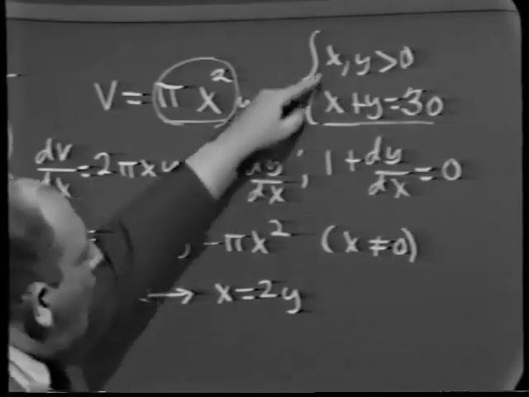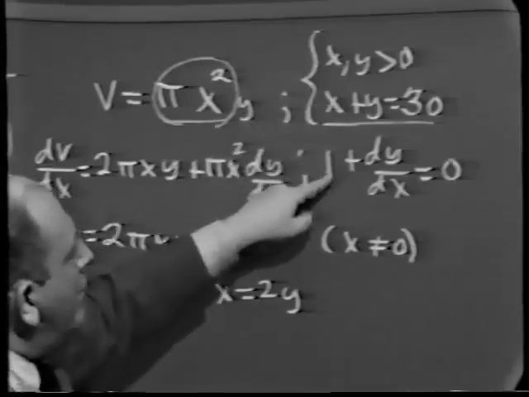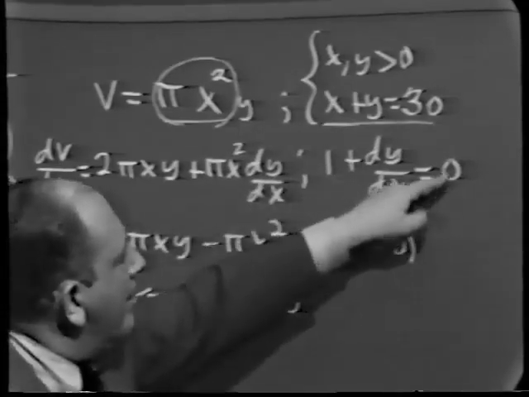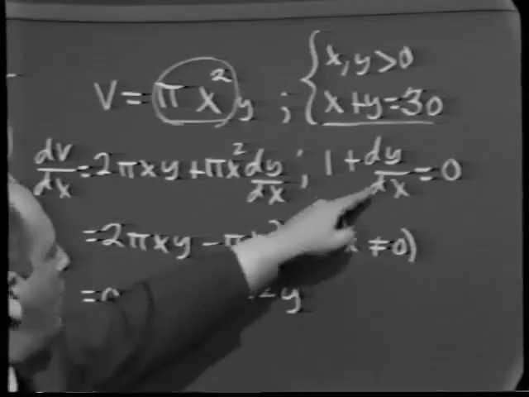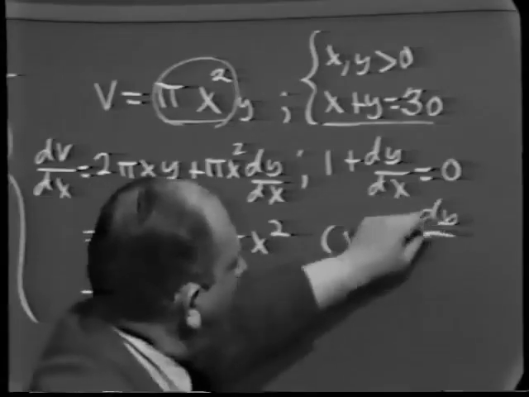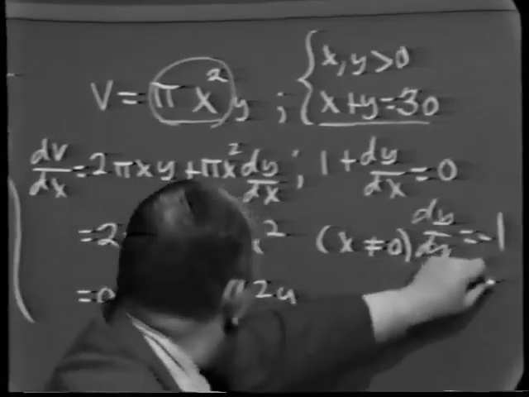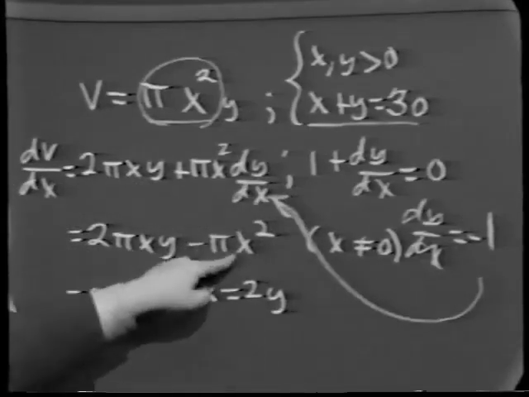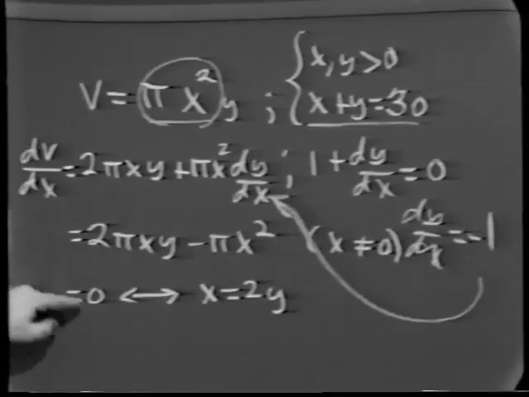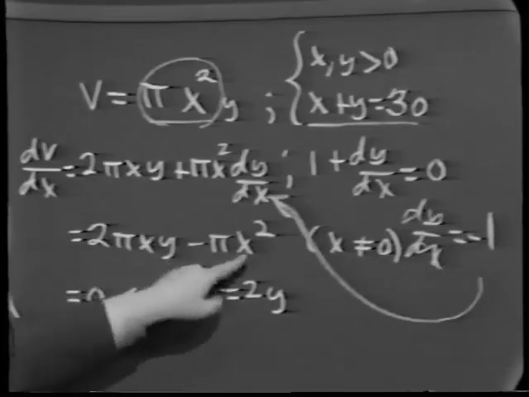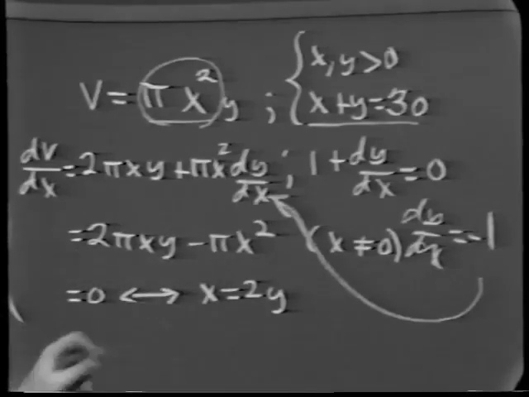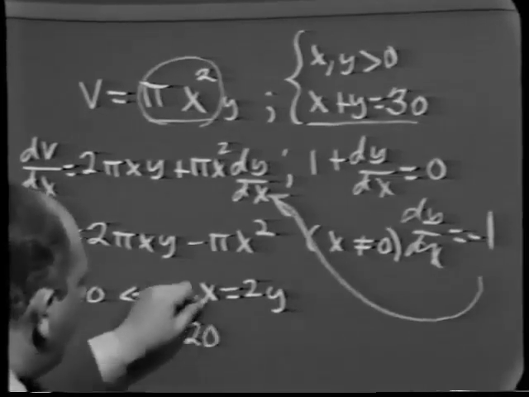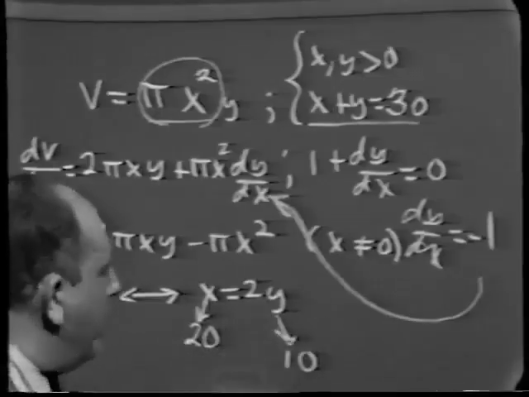On the other hand, from this relationship here, we can conclude by differentiating implicitly that 1 plus dy dx is 0, and therefore dy dx is minus 1. And putting that value for dy dx in here, we wind up with this explicit relationship, and we can now see that dv dx is 0 if and only if, just by solving this thing, setting it equal to 0, x equals 2y. By the way, that's exactly what happened in our problem. You'll notice that x turned out to be 20 and y turned out to be 10.